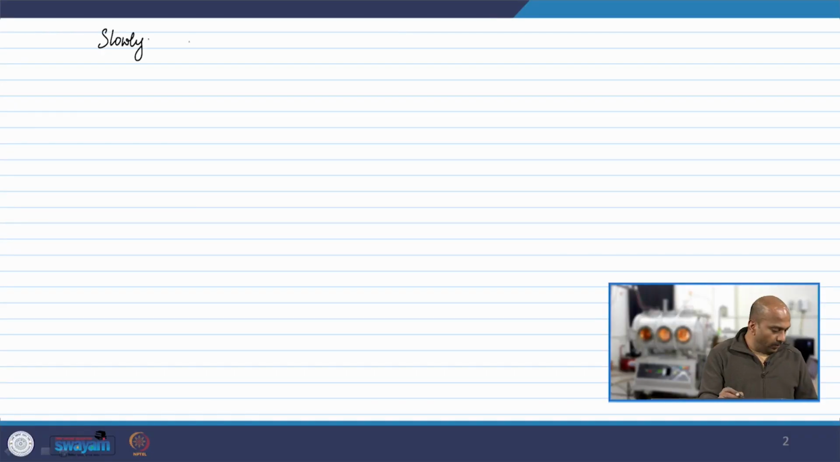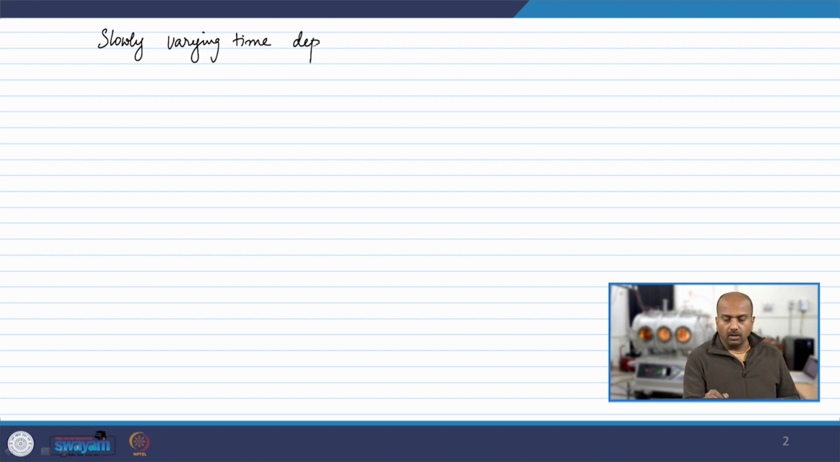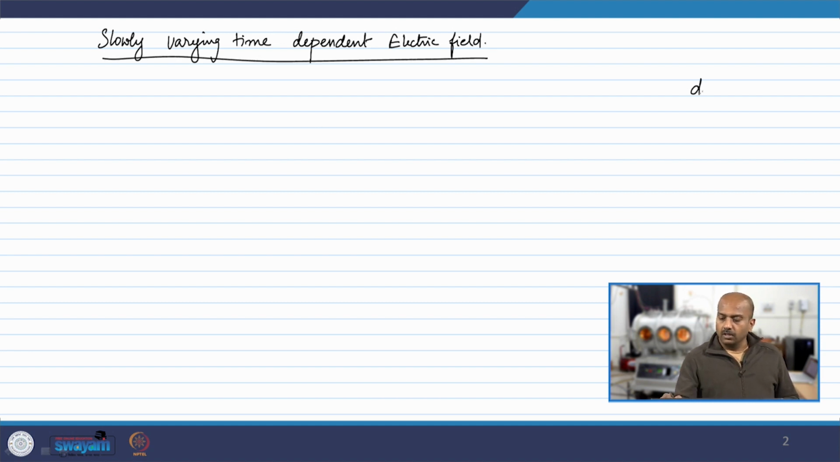So, we will consider a slowly varying time dependent electric field, which means the rate of change of electric field with respect to time is not 0, right.